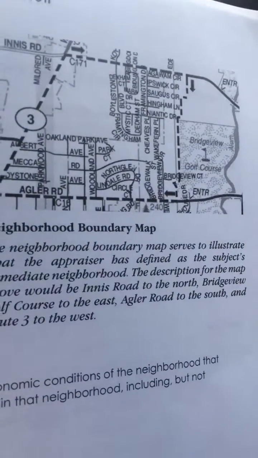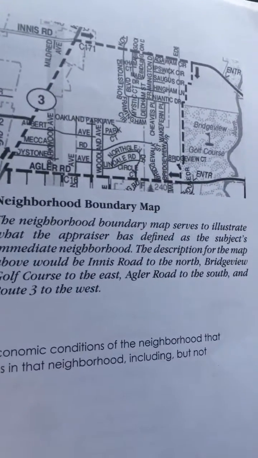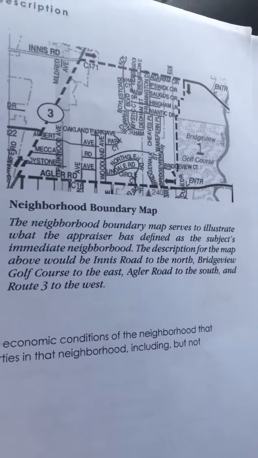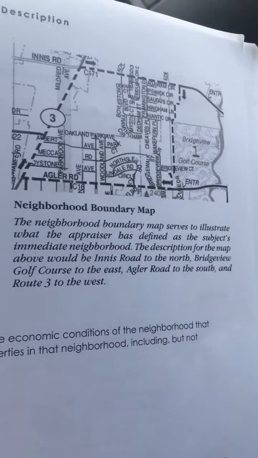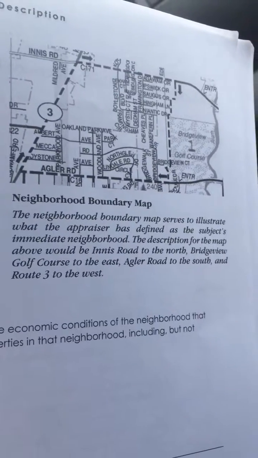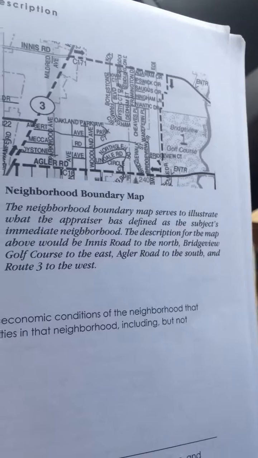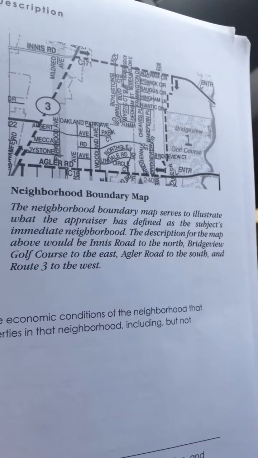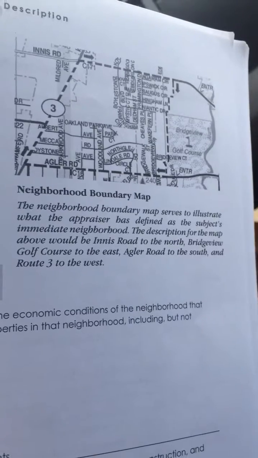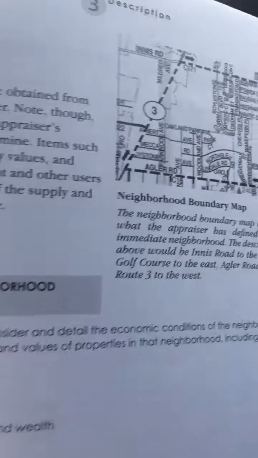Neighborhood boundary map. The neighborhood boundary map serves to illustrate what the appraiser has defined as the subject's immediate neighborhood. The description for the map above would be Innis Road to the north, Bridgeview Golf Course to the east, Agler Road to the south, and Route 3 to the west.